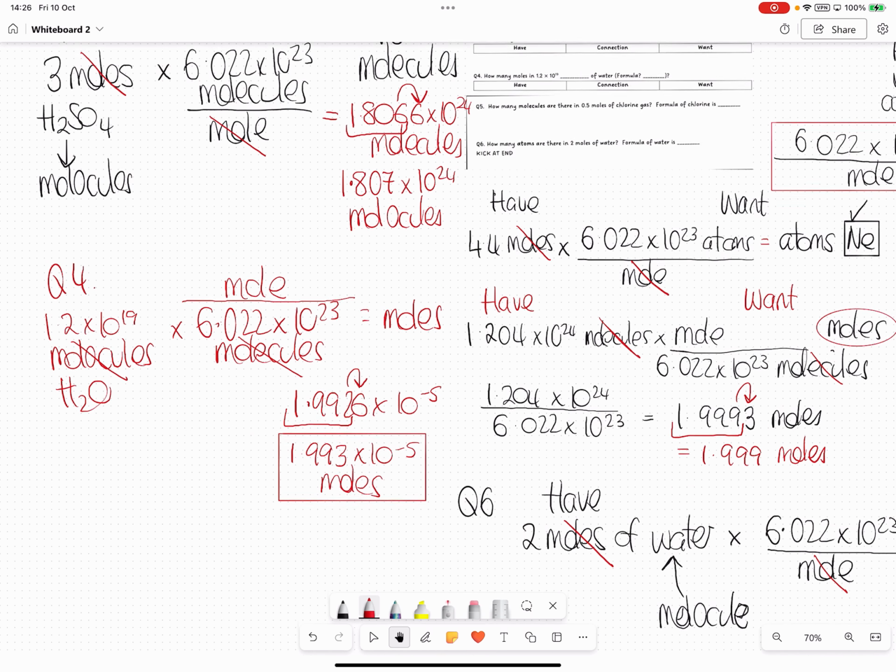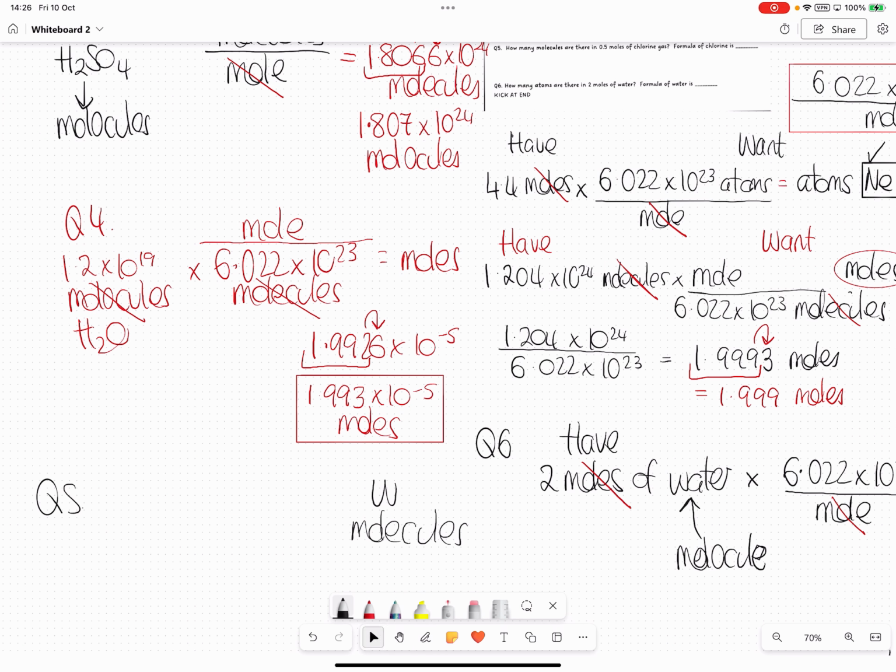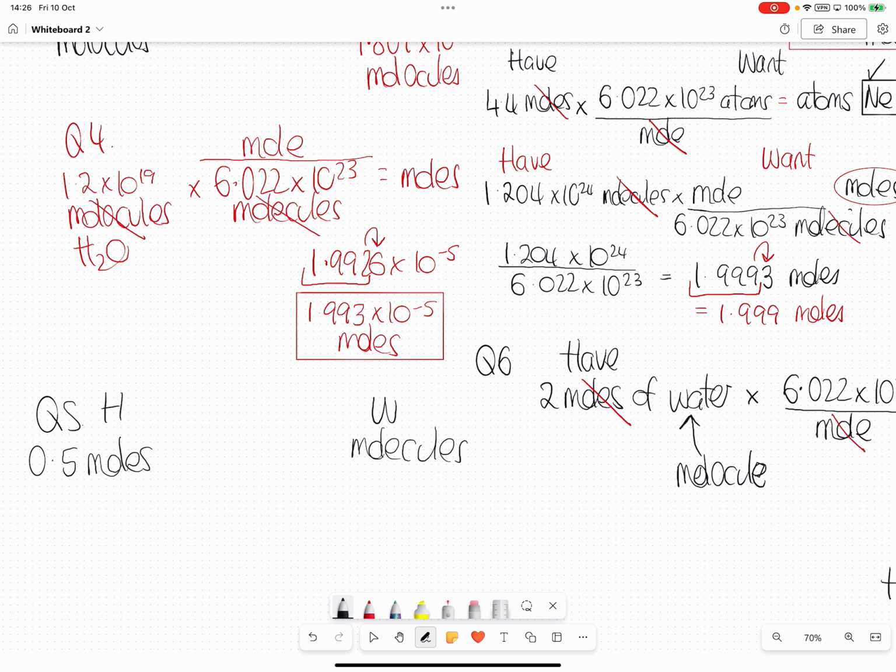So I'm hoping now that this is making sense. So we're looking at our conversion factor to get rid of what we have and to give us what we want. So the last question up there is question 5. The thing that we want is molecules. It's telling us we have 0.5, so what we have is 0.5 moles of chlorine. It wants you to recognize that chlorine is Cl2, so chlorine is a molecule.